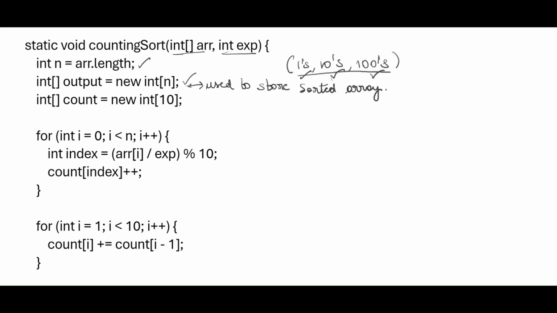Okay. Next line. Int count is equal to new int 10. It initializes a count array of size 10 to store the count of each digit. Okay, we have understood up to this point. Next, here you can see a loop. What does this loop do? This loops through the array to calculate the count of each digit in the current place. It is iterating from 0 to the size of the array.